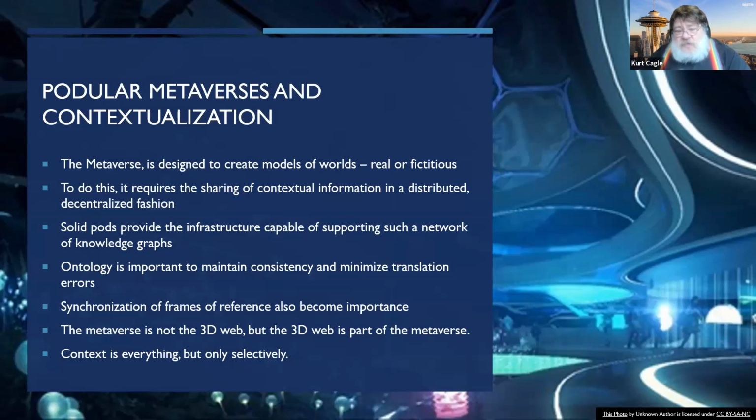The last is basically just a summary of what it is. The metaverse is not the 3D web, but the 3D web is part of the metaverse. The ontologies are important to maintain consistency, but we have to be aware of the fact that ontologies change. We have the infrastructure to be able to communicate deep information because it's decomposed and broken into parts. It is a contextual network, a powerful contextual network, and context is everything, but only selectively.